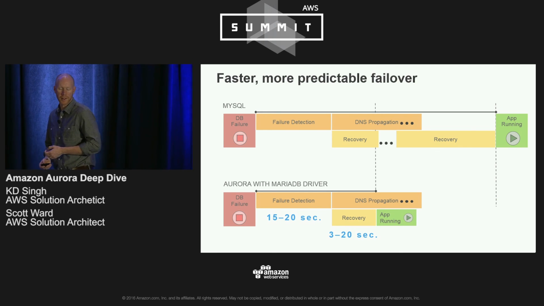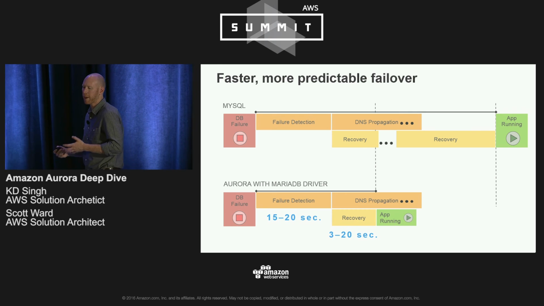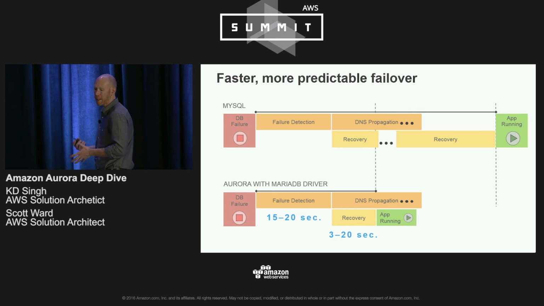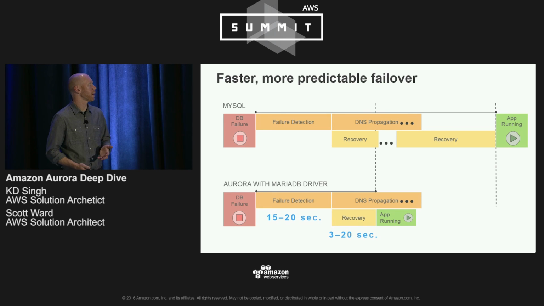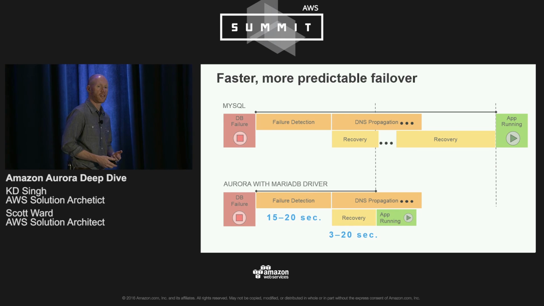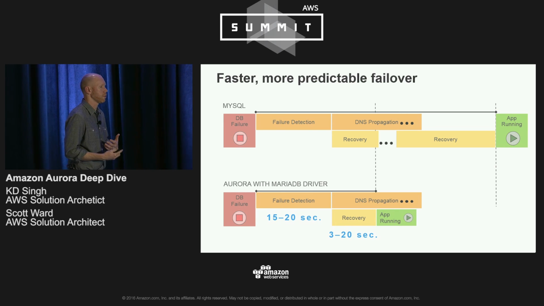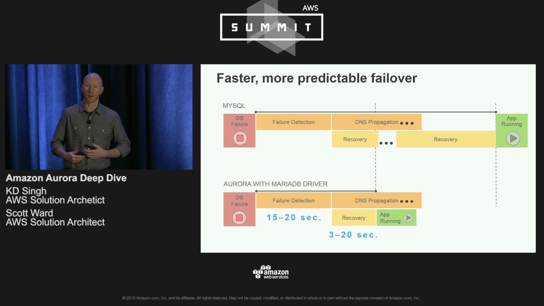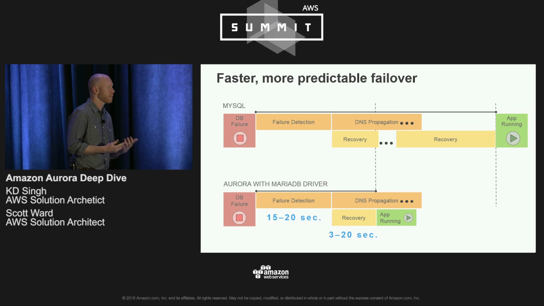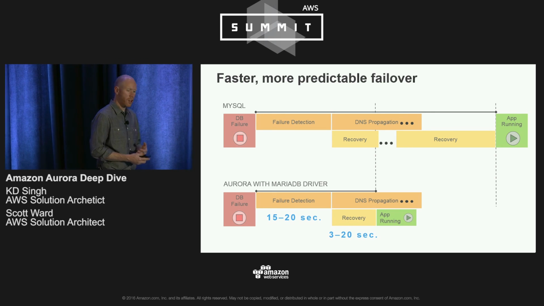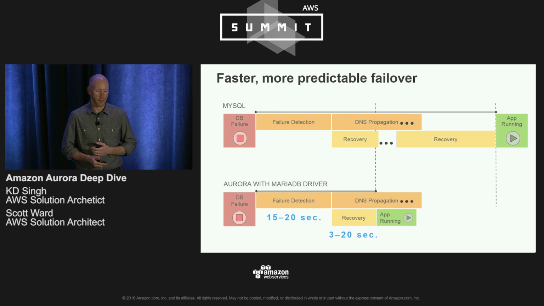Okay, so we've got a little bit of timeline here on how failovers might happen and how they become a little bit more predictable from an Aurora standpoint. The top timeline is a MySQL database running on RDS. So you have failure detection. The RDS service is continuously monitoring the master node to make sure that it's healthy and that the availability zone is healthy. And when it detects that there's a failure, it's going to start the failover process.